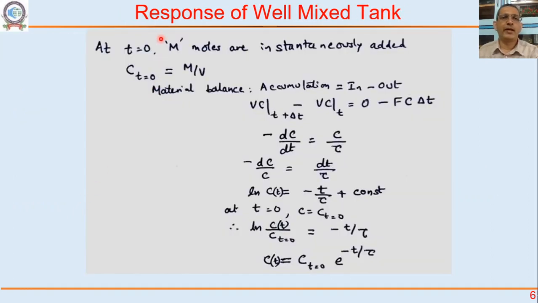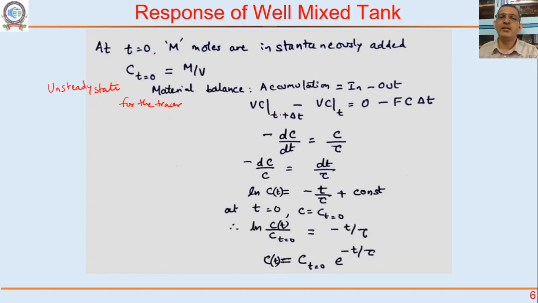Okay, here is what you will get. At time t equal to 0, if m moles are put in and instantaneously mix, the concentration of the tracer at time t equal to 0 would be m divided by V. Now, the unsteady state material balance for the tracer, not with respect to the reactant. With respect to the reactant, it is at steady state. The tracer is dynamically put in. It is unsteady state with respect to the tracer.